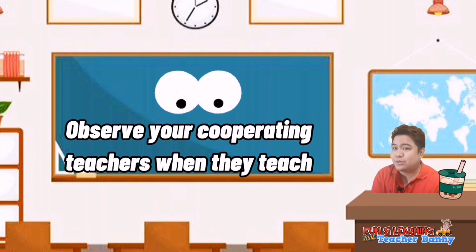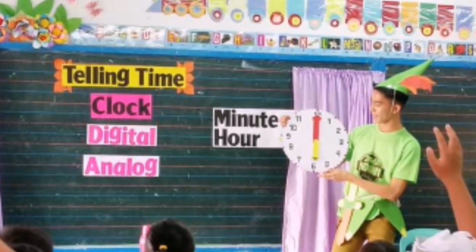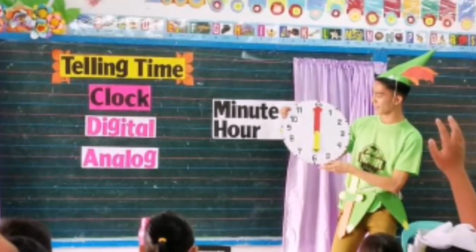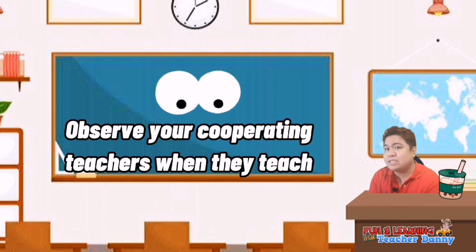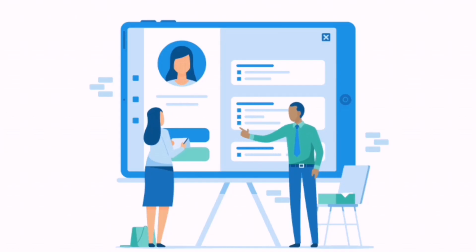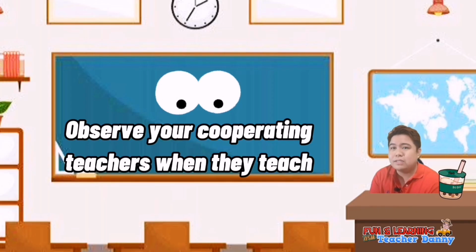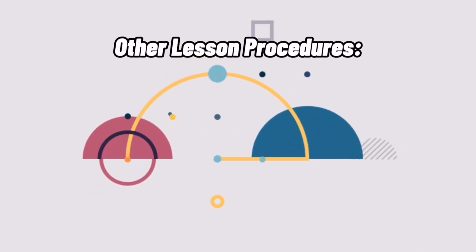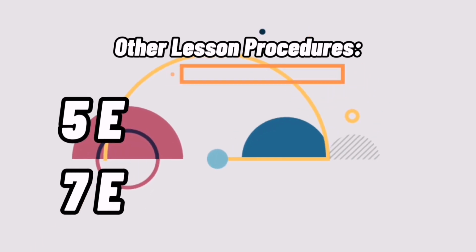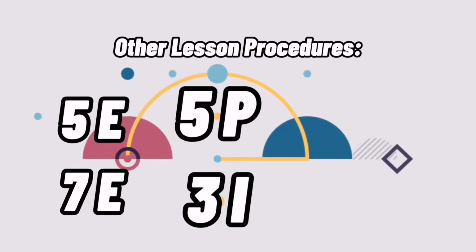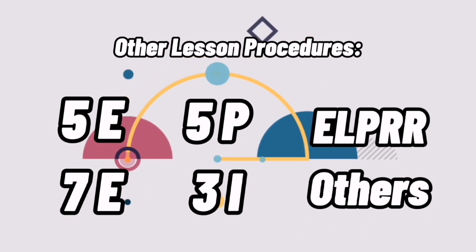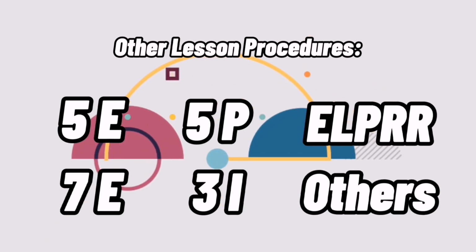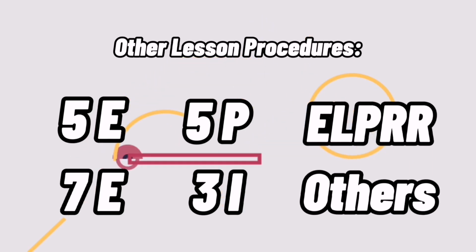Now, it is also a great idea to observe your cooperating teachers when they teach, so you would get to know the strategies they use in delivering their lessons online and offline. Now, here is an example of an outline of a basic lesson plan. In some institutions, they use the 5 E's, the 7 E's, the 5 P's, the 3 I's, the ELPRR, and many others to outline their procedures.